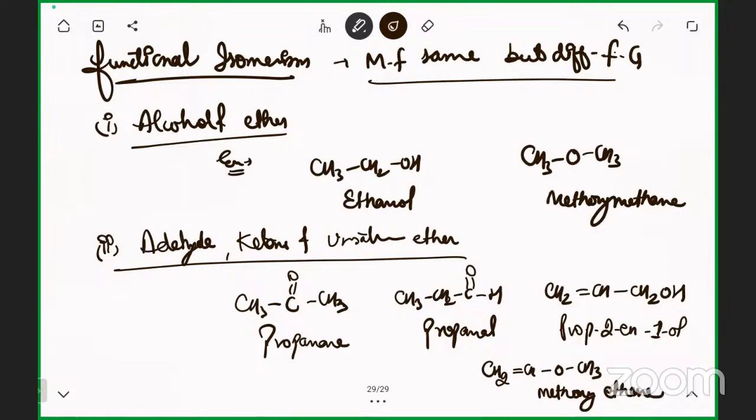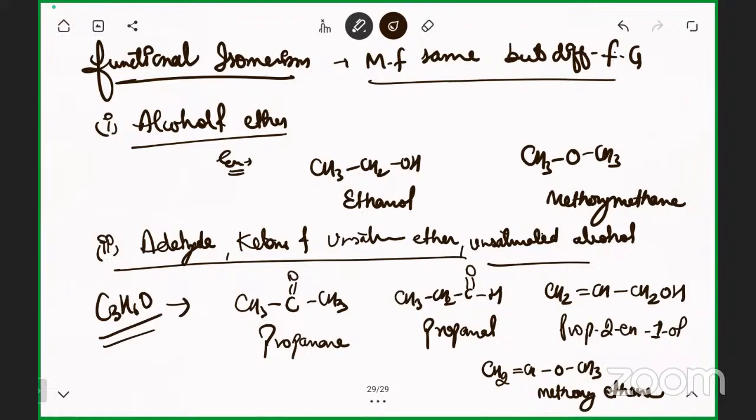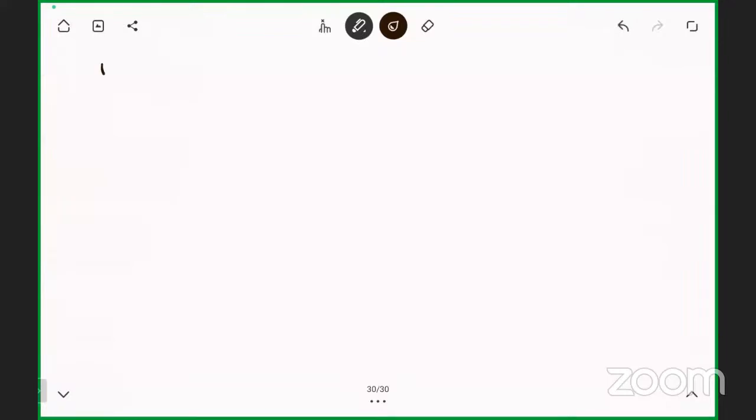Same. So it can be unsaturated alcohol, or you can say unsaturated alcohol also here. You can see the molecular formula of all the compounds is the same, that is C3H6O. And we can make 4 compounds, but the four functional groups are different. So that type of compounds are known as what? Again, functional isomers.